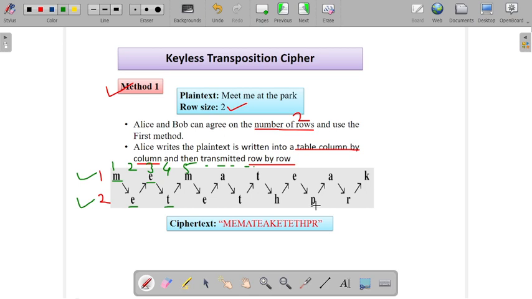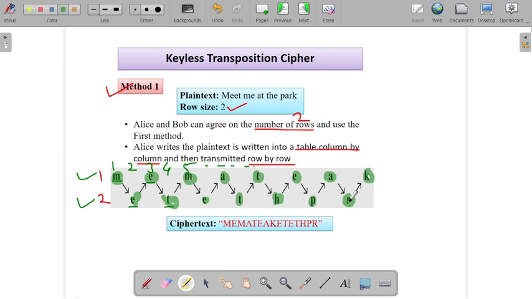Whenever we read the message, first we read all the first row characters. So we read M, then E, then M, then A, T, E, A, and K. Once our first row is completed, we go to the second row, that is E, then T, E, T, H, P, and R.